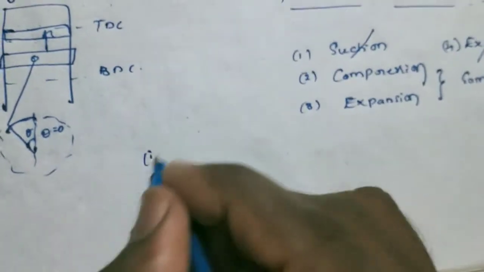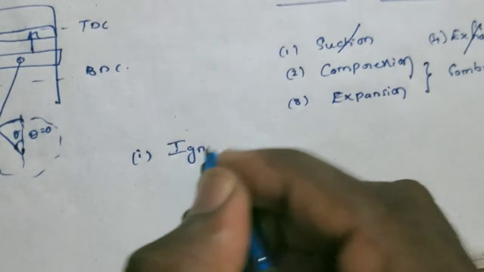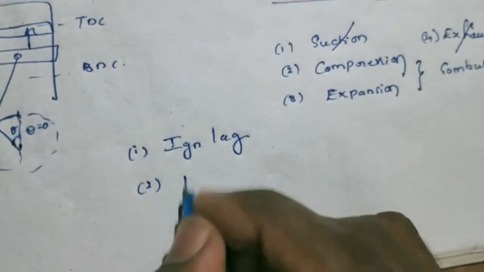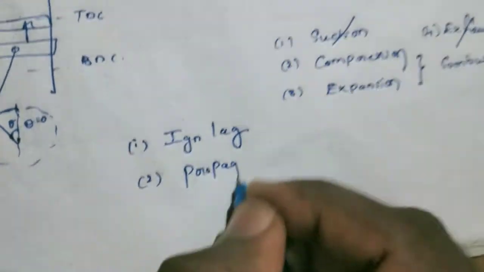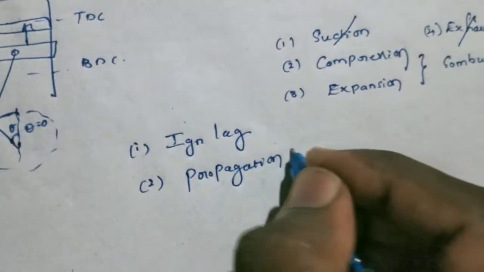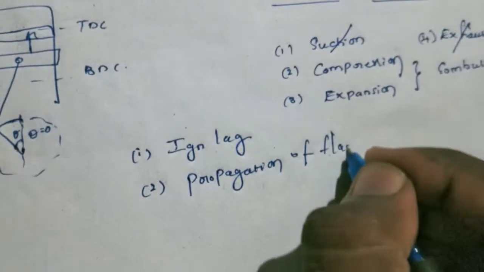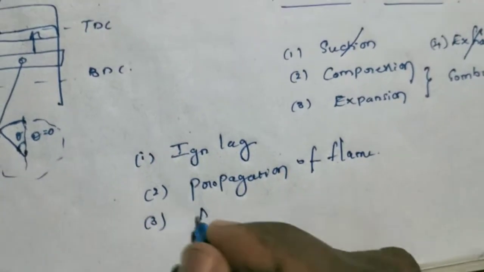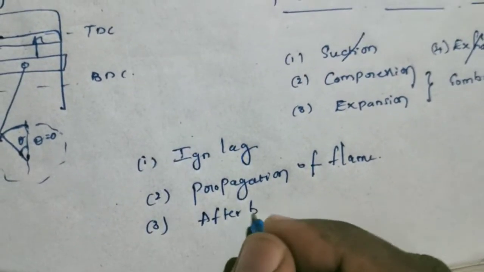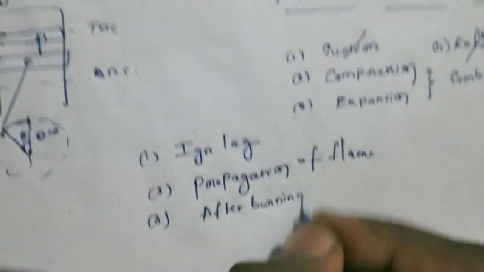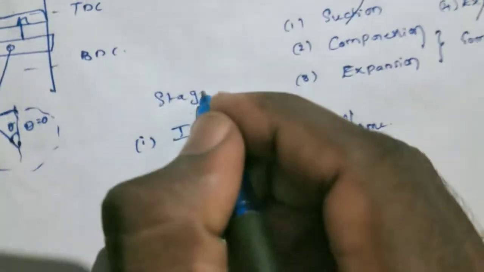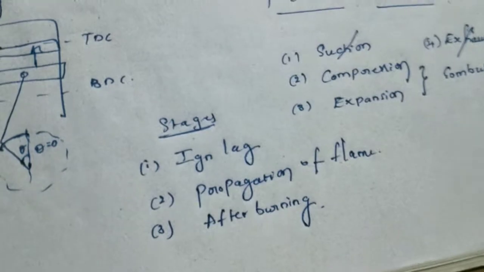The first one is ignition lag, the second one is propagation of flame, and the third one is afterburning. These are the main stages of how combustion takes place in an SI engine.